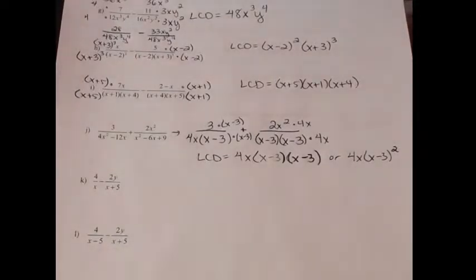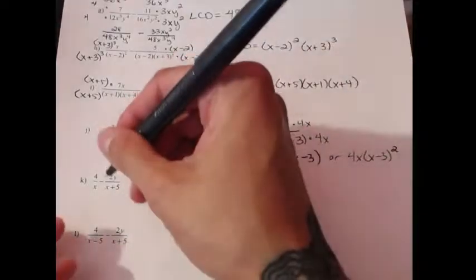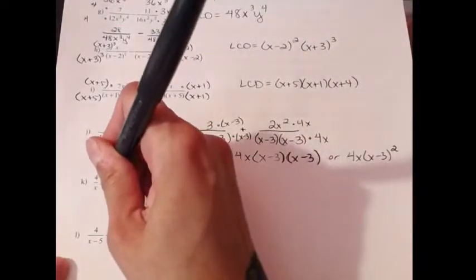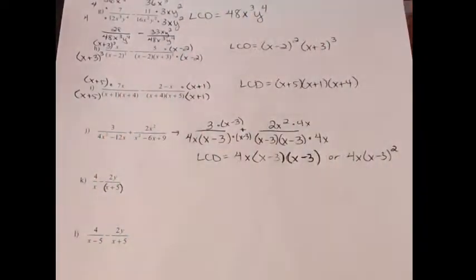For part K, things get a little bit tricky here unless you remember that anytime you have an expression in your denominator, like something like x plus 5, you should keep it in parentheses so that you can look at it as a package deal.